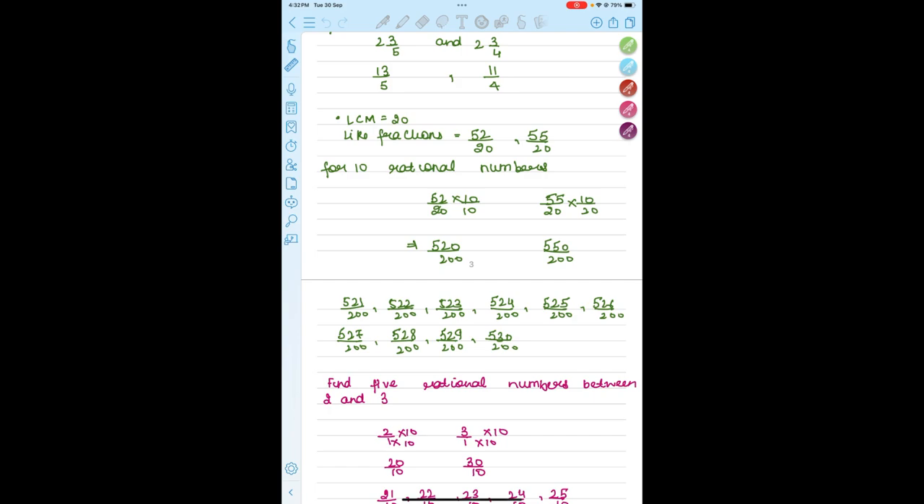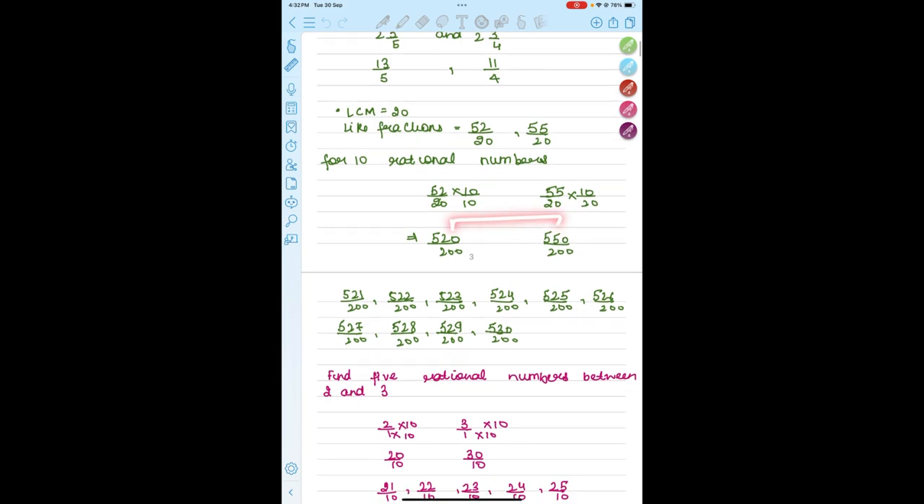Very important, I am repeating it again, that the number used has to be the same for both the fractions. Like in this case, I have used 10 and 10. Secondly, it has to be multiplied by numerator and denominator both, so that the fraction does not change. Now we can see that we can easily insert four rational numbers between these two.